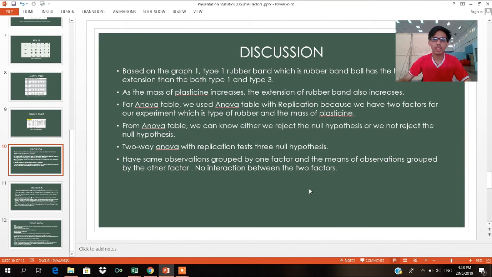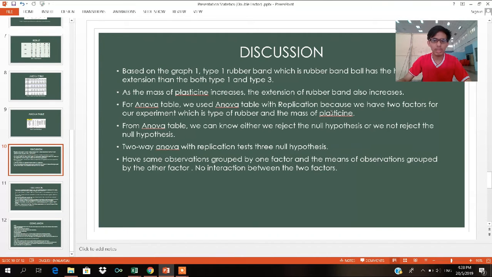So I will proceed to the discussion. Based on graph 1, the type 1 rubber band, which is the rubber band ball, has the highest extension compared to both type 2 and type 3. As the mass of plasticine increases, the extension of the rubber band also increases. For the Anova table, we use Anova with replication because we have two factors for measurement, which are the type of rubber and the mass of plasticine.